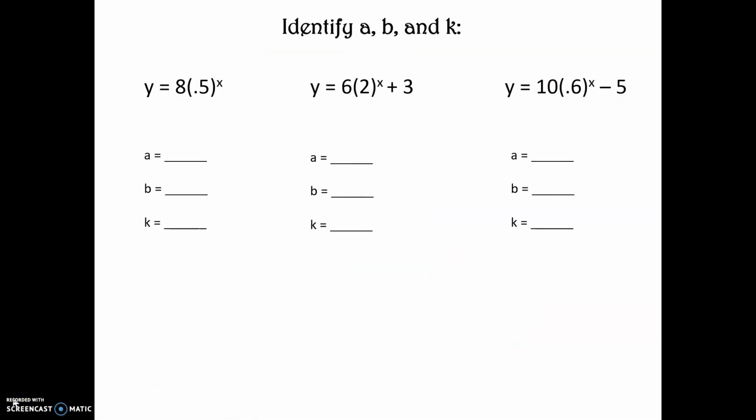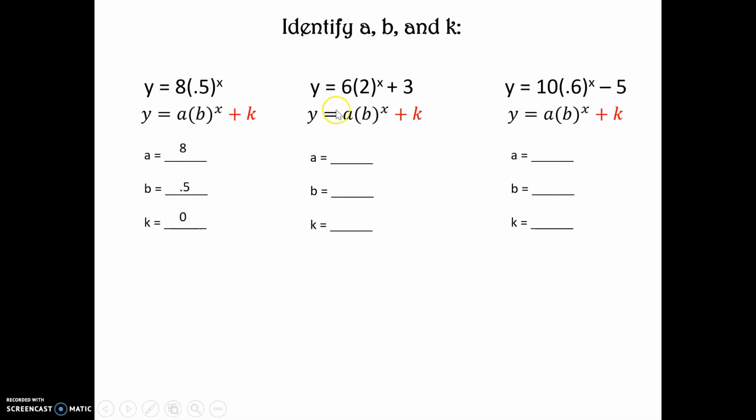So first we just want to get familiar with identifying a, b, and k in the equations. So a and b should be what you were used to in the last assignment, and now if we add or subtract a number on the end, that's going to be k, which is the asymptote. So here we know that we have a, b is in parentheses next to the x, and then k is on the end. So a is 8, b is 0.5, and for k, there is no number added or subtracted on the end, so it's automatically 0.